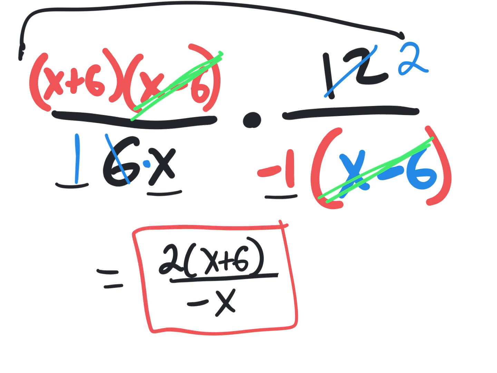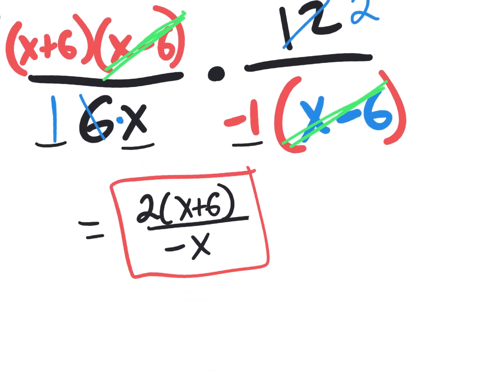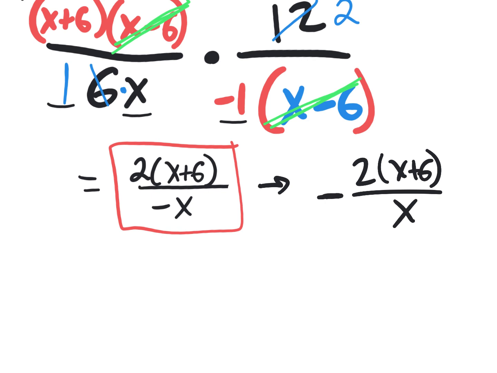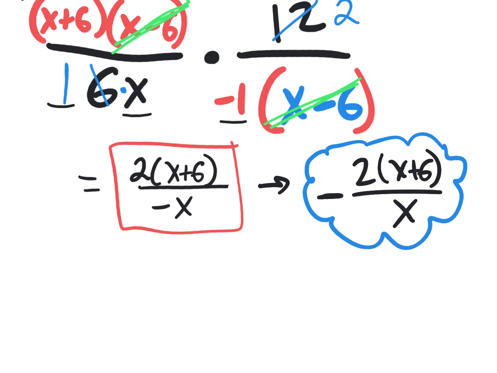Now, in math, there are many answers that are correct. What do I mean by this? A lot of math programs or some math teachers don't like seeing a negative in the denominator, so they could have also written it like this, 2 parentheses x plus 6 over x, and they simply take the negative sign and put it out in front of the fraction. This is also totally acceptable.